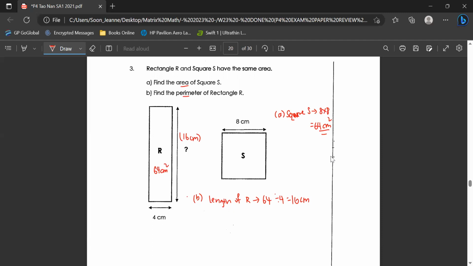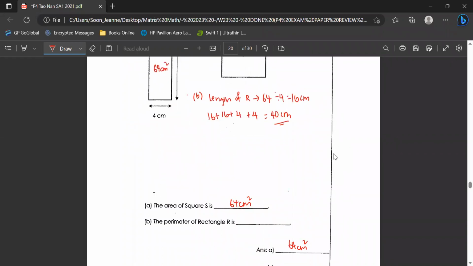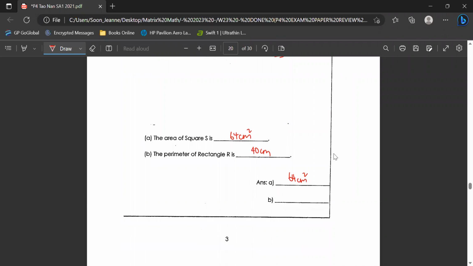So how to find perimeter, which means the outline of R? I just add all 4 sides. So this is 16, this is 4, which means this is also 16, this is 4. So I add all these 4 numbers together, 16 plus 16 plus 4 plus 4, and you will get your answer of 40 centimeter. So please write down perimeter of rectangle R is 40 cm. So for B also, please fill up the final answer, 40 cm.